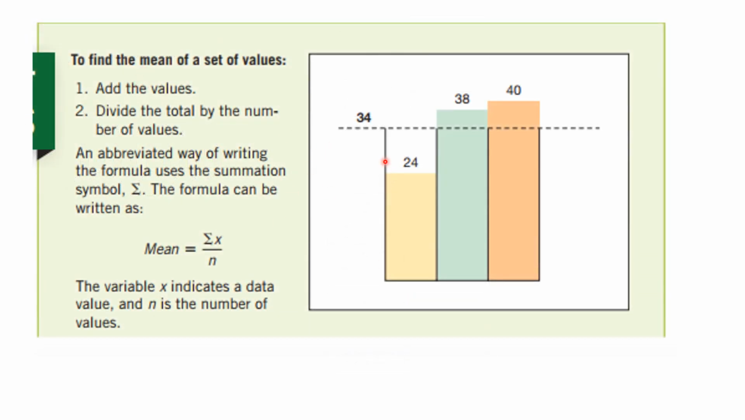Now, this is looking ahead to the next example, but it's good to have it here. So to find the mean of a set of values, you add the values and you divide by the total number of values. An abbreviated way of writing the formula uses the summation notation, and that is the capital sigma. The capital sigma, you could read it sigma, but what it means is add it up. So the mean is you add up all the x values and divide by n. Now the variable x in this indicates a data value, and n is the number of values.